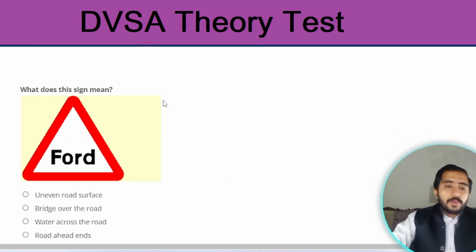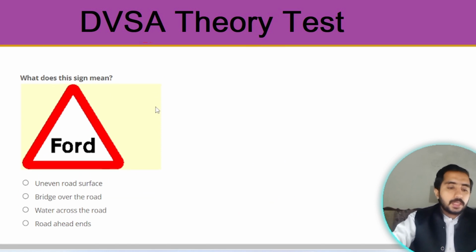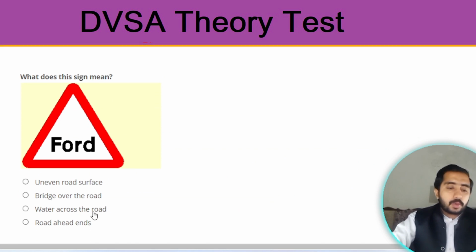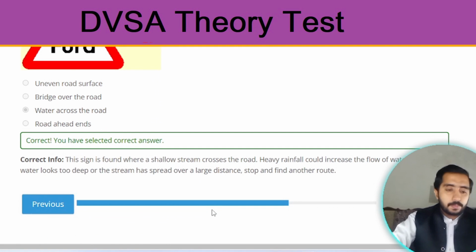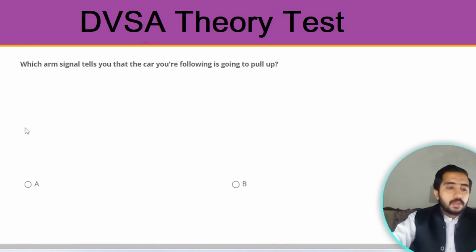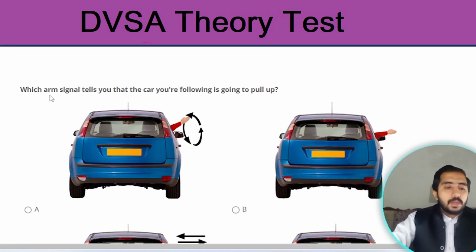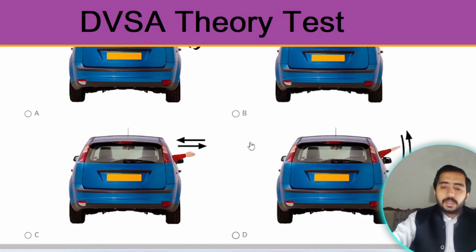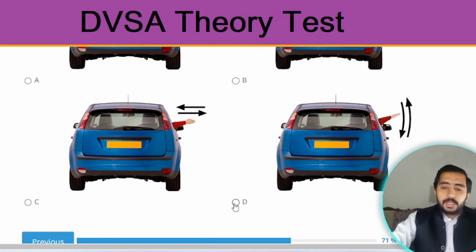Next. Okay, what does this sign mean? This sign is represented by water across the road. Option C. Next. Our next question is, which arm signal tells you that the car you are following is going to pull up? To pull up, the arm signal is this signal. Option D is the correct one.